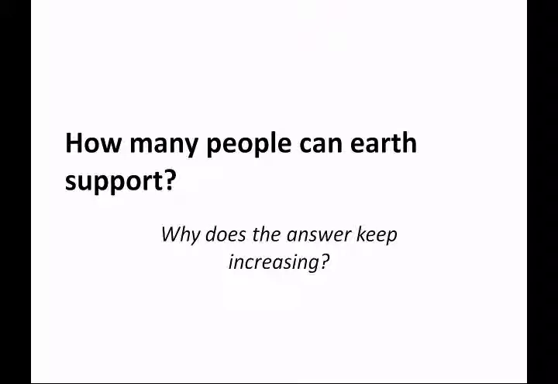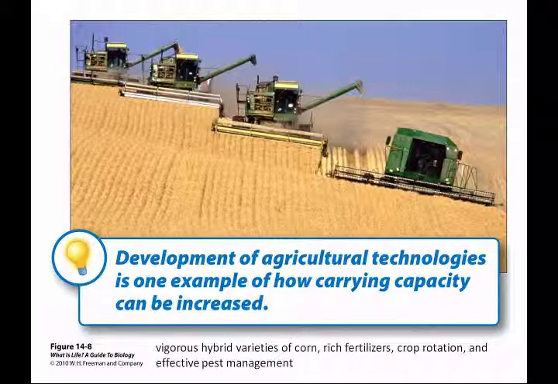And it's going to keep going up until we get to the point where people are starving because there's no more food to support those people. So development of agricultural technologies has been one of the ways that the carrying capacity of the Earth has been increased. As we were slowly moving up, and now as we're starting to shoot up, we can support more and more people because we can produce more and more food. So think about the things that have helped us to produce more and more food.